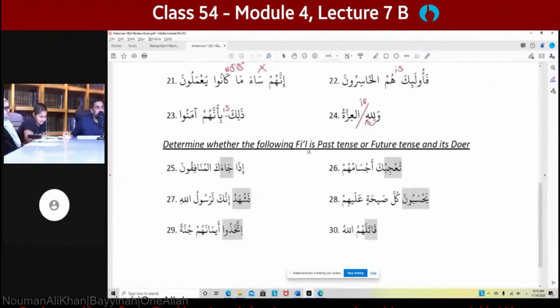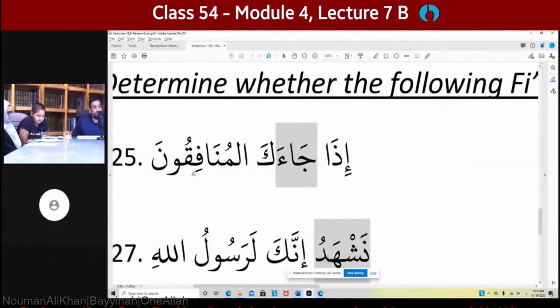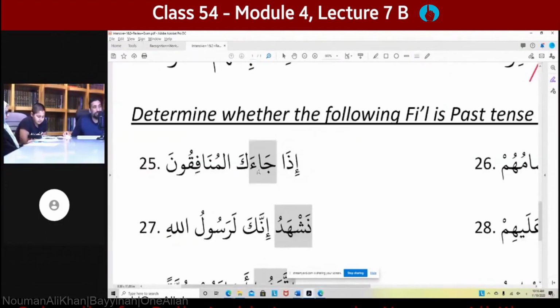Determine whether the following are past tense or future tense, and it's dua. Future means present or future. Okay. جاءك المنافقون. Is جاءك past or present? Past. Good. Because it doesn't begin with ya, ta, alif, or noon.